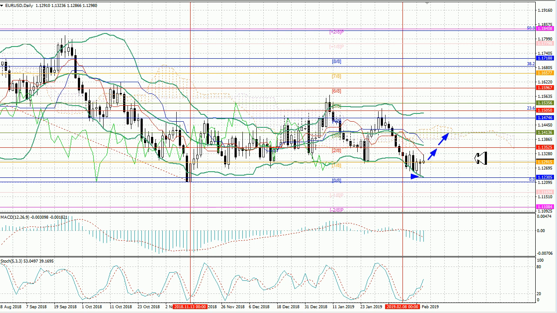The level of 1.1230, coinciding with Murray 0.8, seems to be the key one for the bears. After consolidation below it, decline to 1.1170 and 1.1108 is possible. Technical indicators confirm growth. A MACD histogram is reducing in the negative zone, and Stochastic is directed upwards.